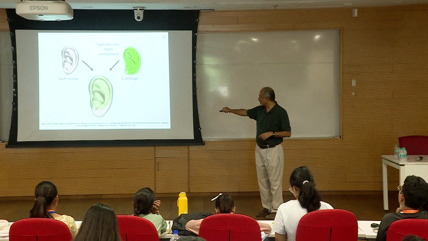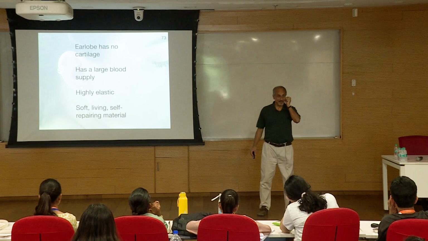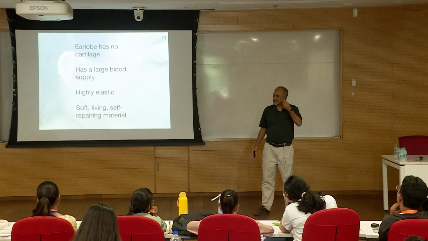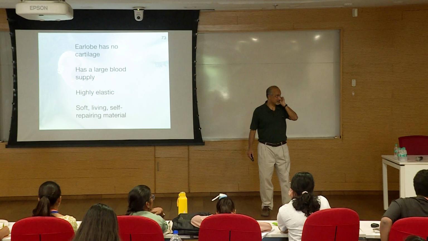The earlobe has no cartilage. It has a large blood supply. Anyone who's cut their ear will know that it does bleed substantially from that point. It's very elastic. I can twist it around, it changes shape, and then it comes back. Those of you whose teachers have occasionally twisted your ears will be happy to discover the ear has gone back to its old position after it was twisted.